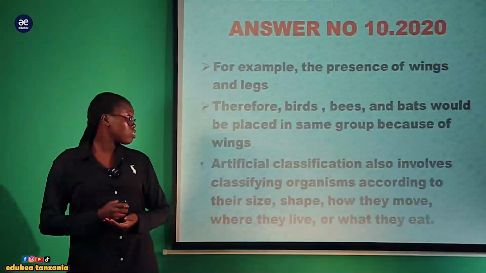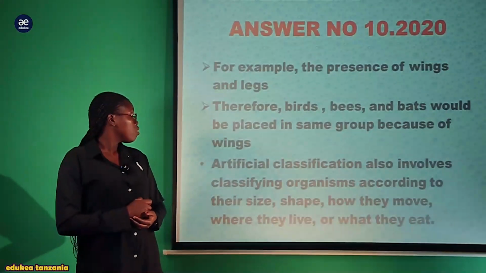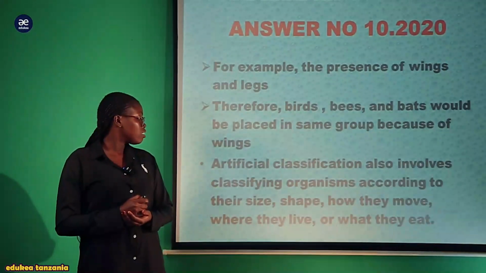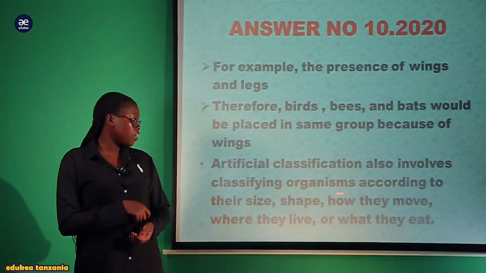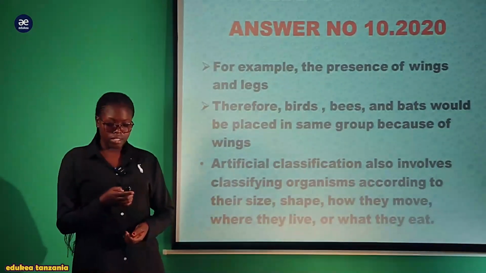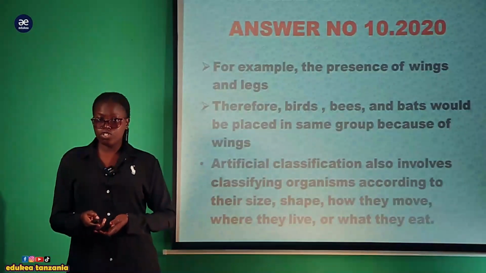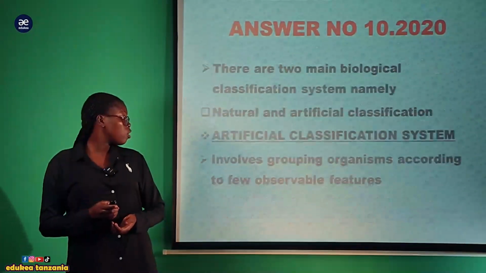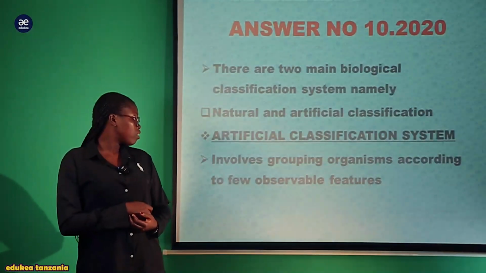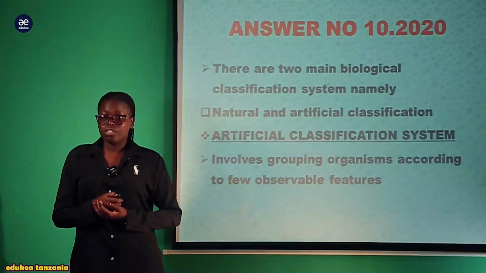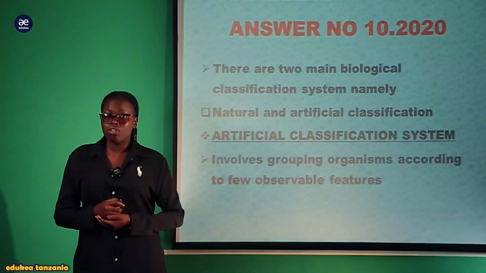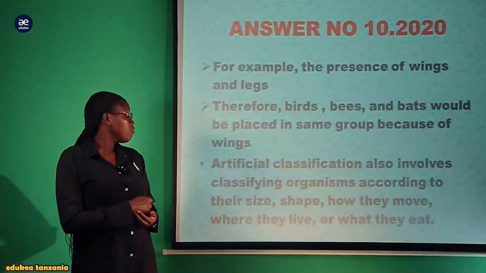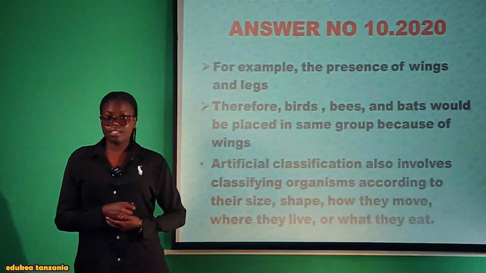So what is artificial classification system? When we talk about the artificial classification system, it involves classifying organisms according to few observable features which we can see, or by considering morphology, so the external appearance of an organism. This is artificial. So for example, the presence of the wings and legs.